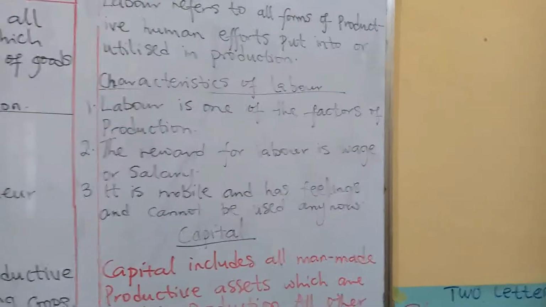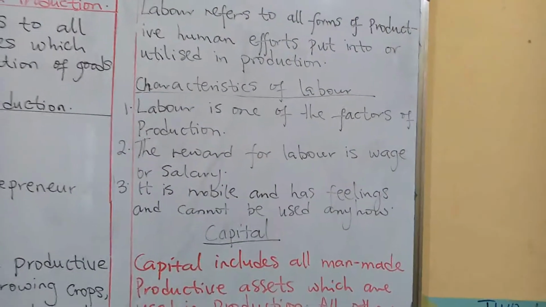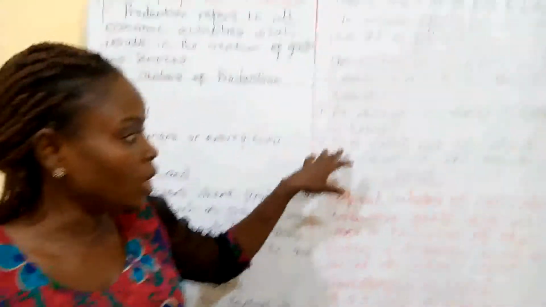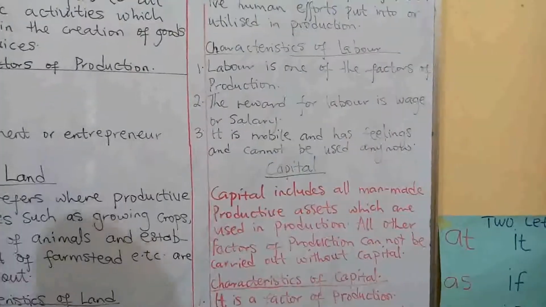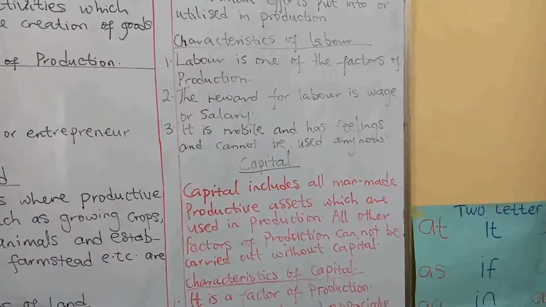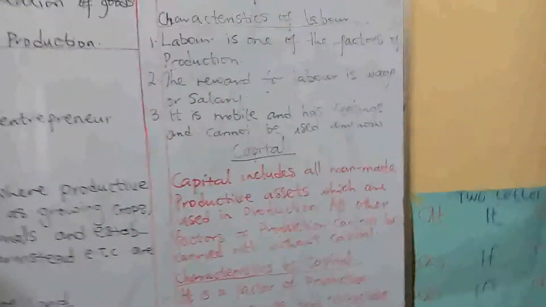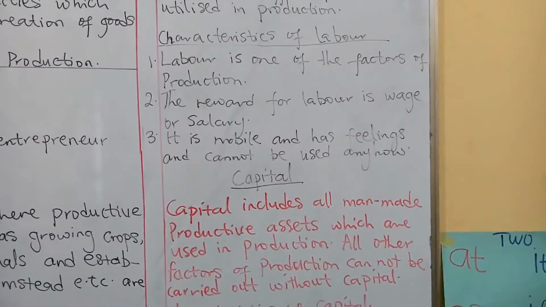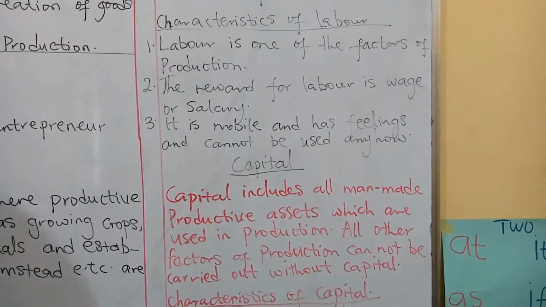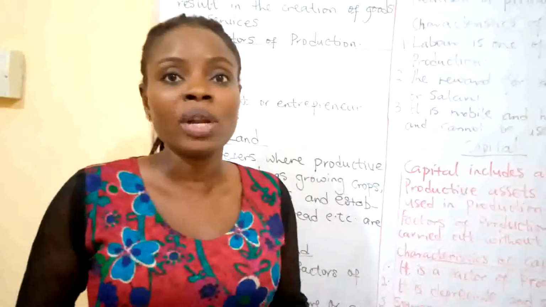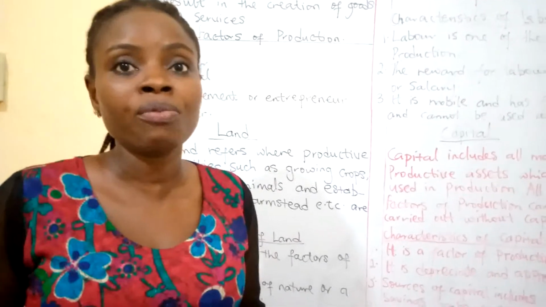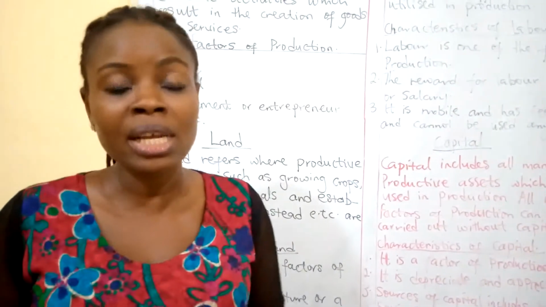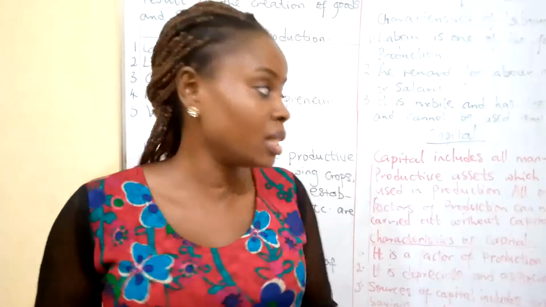Number two, the reward for labor is wage or salary. Of course, when people come to work for us, we know that we have to pay them for their services. Number three, it is mobile, and has feelings and cannot be used anyhow. Some of our entrepreneurs or some people in management will know this: whenever they create laws or form any policy, a human being is said to react either in a positive way or in a negative way.